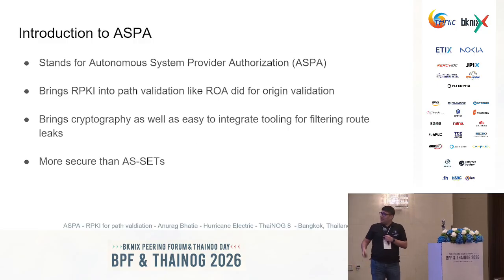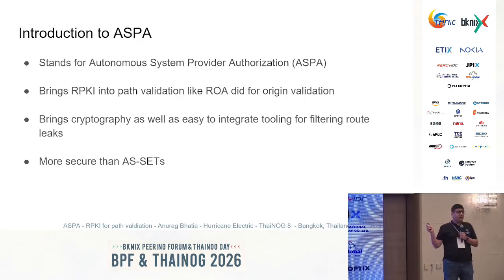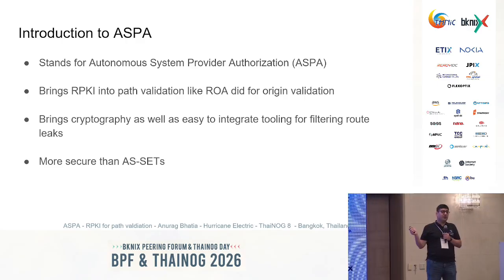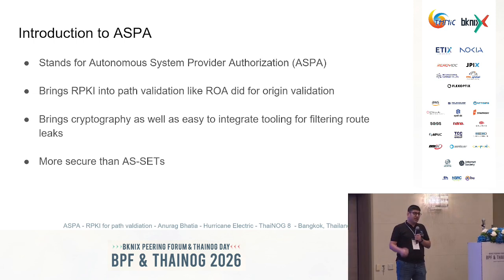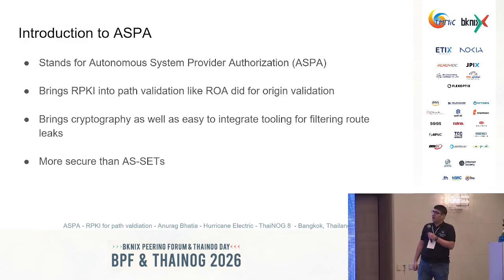So you already heard the introduction. ASPA stands for Autonomous System Provider Authorization. Why are we here? Because what RPKI origin validation did was essentially replace the route objects, which were an older mechanism for filtering. We are coming now with ASPA deployments to essentially do the path validation. You are essentially bringing in cryptography with good integrated tooling.